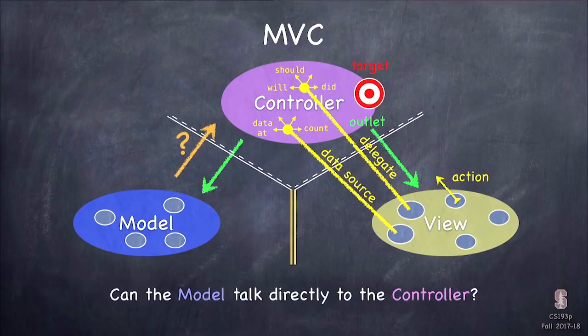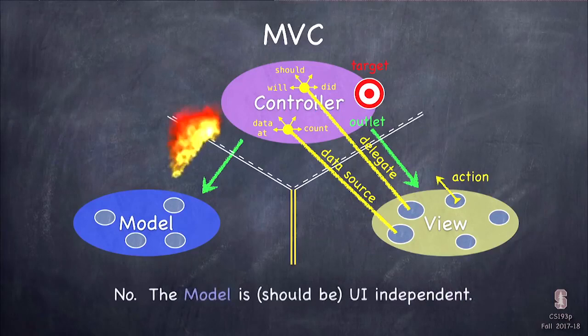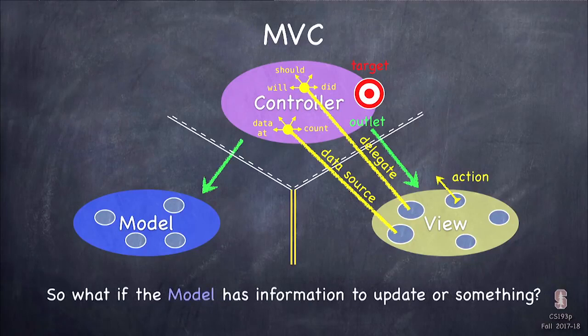Okay, what about the model? Can the model talk to its controller? Obviously, not directly, because the model is UI independent and the controller is fundamentally UI dependent, so it can't do it directly. But there is a mechanism for the model to communicate, for example, if some data changes and it wants any UIs that are interested out there to update.